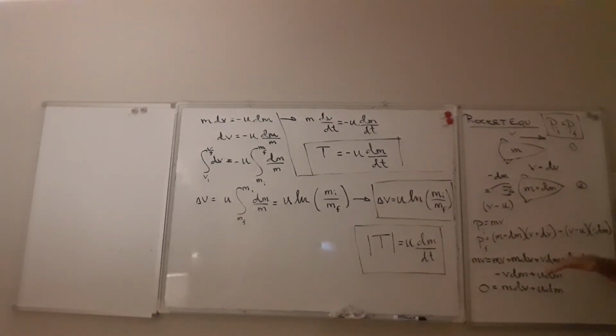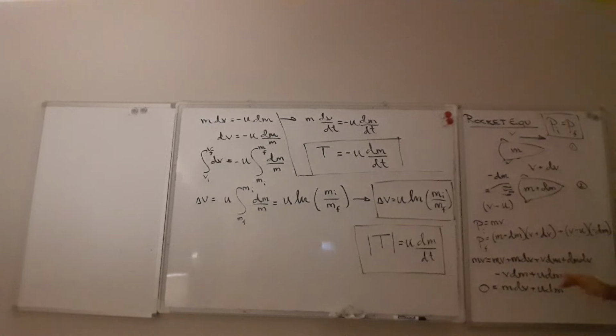Now, if you go ahead and FOIL this out and set the initial equal to the final, you get this right here, okay? These 2 lines, I didn't have room here. So here's the initial mass, mv, and then if you FOIL this, you get mv, okay? So notice these 2 terms can cancel on both sides. Then m times dv, that's this term. Then v times dm, that's this term. Then dm dv, that's this term. And then over here, we'll have minus v dm and plus u dm.